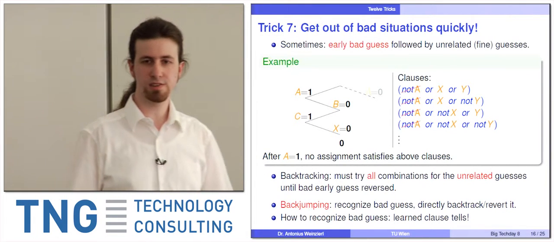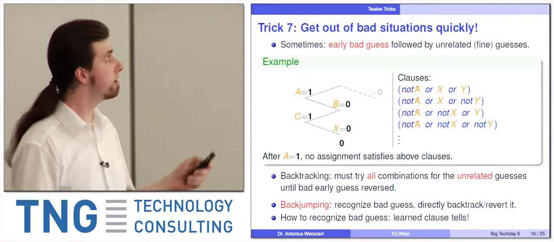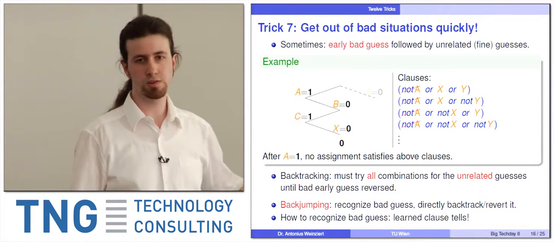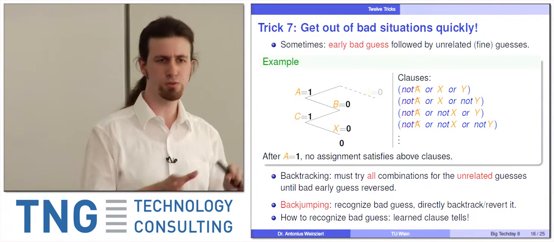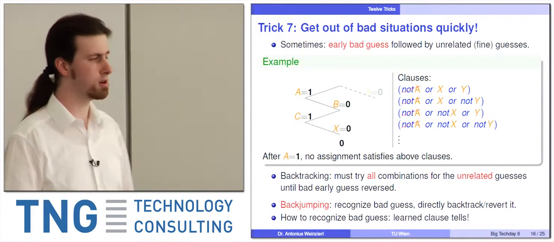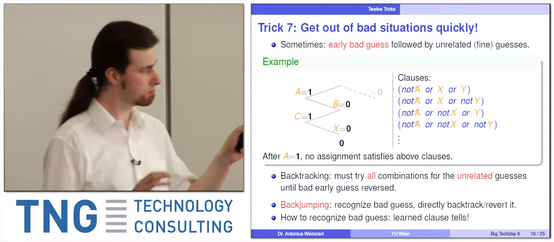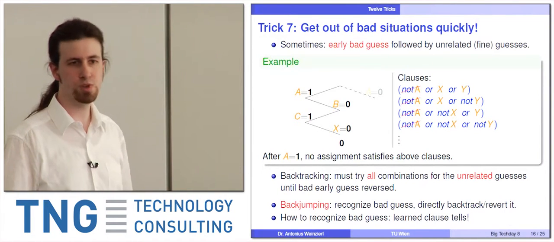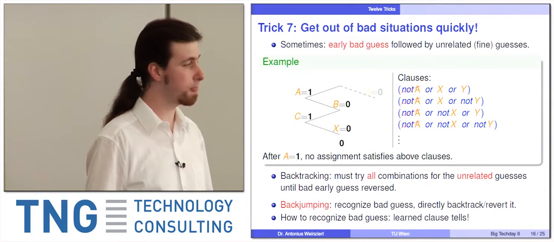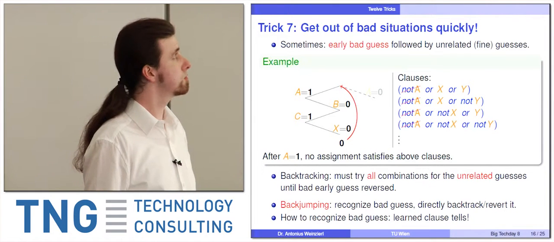How do we recognize this bad guess over there? Well, the learned clause can tell us this, if we do this correctly. So we need some side constraints to do this, but this works with the first UIP scheme I told you previously. So then we can jump directly back here.